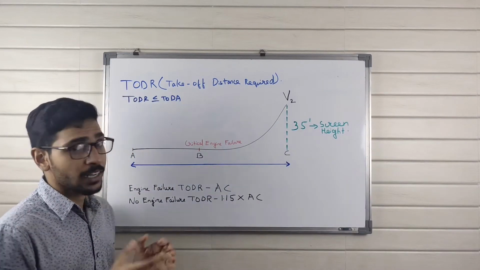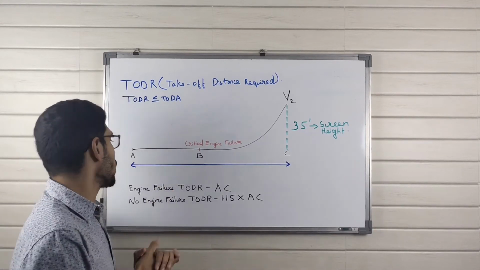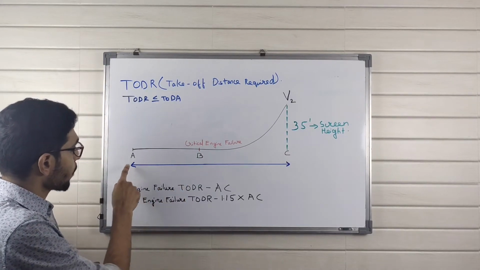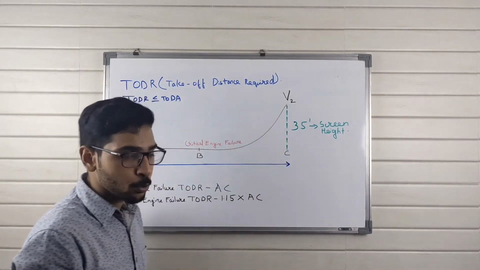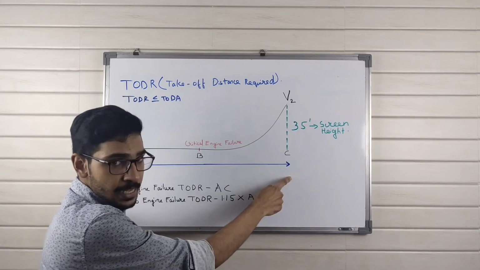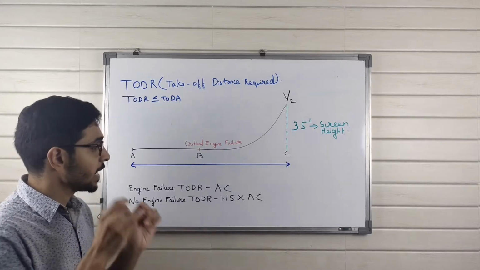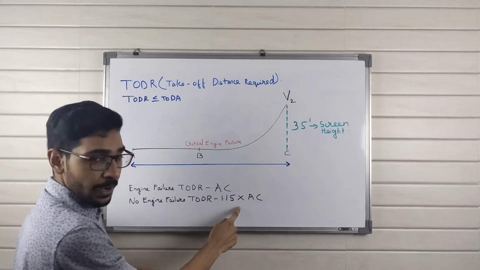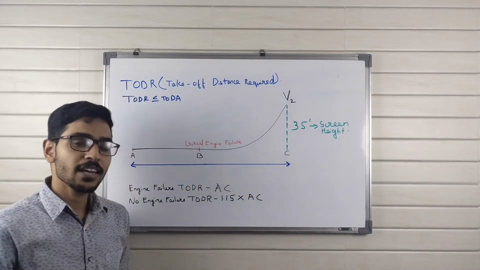First we'll consider that there was a critical engine failure during takeoff. Your takeoff distance required in that case would be the distance from the start of the takeoff run till the aircraft reaches the screen height at speed V2. So your engine failure takeoff distance required would be AC. And if there is no engine failure, everything goes normal, in that case it is the same distance multiplied by 1.15. So basically it is 115% of this distance if there is no engine failure.